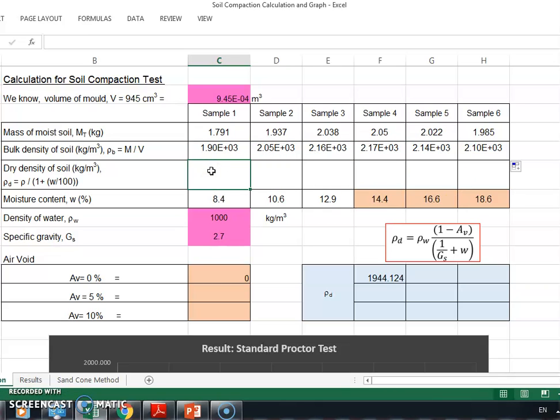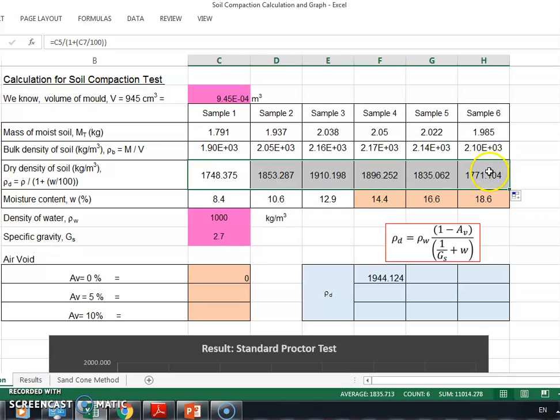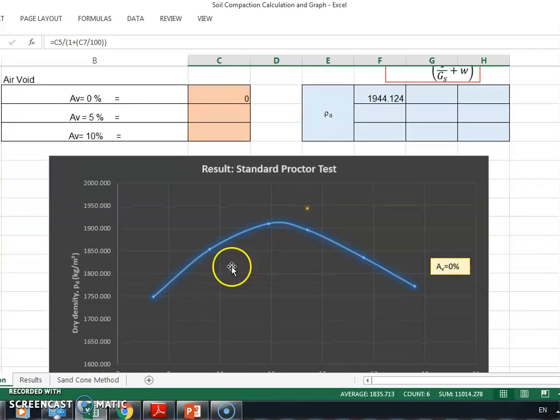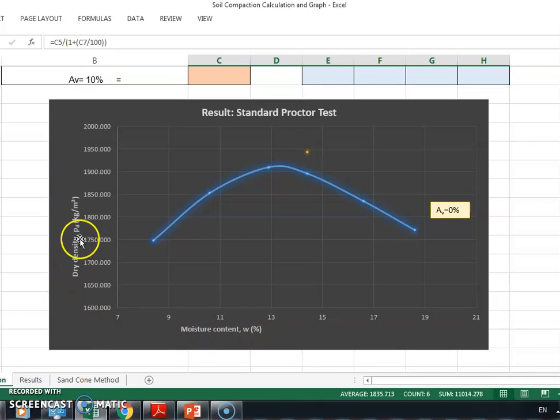And then for the dry density, we take the bulk density value and divide it by one plus the moisture content divided by 100, because we want to have the value in decimal. So we get the dry density, and we drag. So we got it for all 6 samples, and then we can plot the graph. I already plotted the graph. This is moisture content versus dry density.